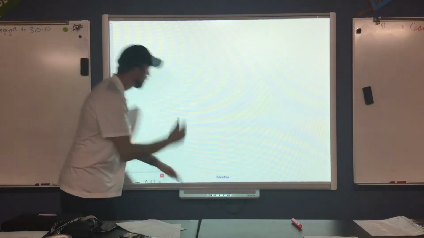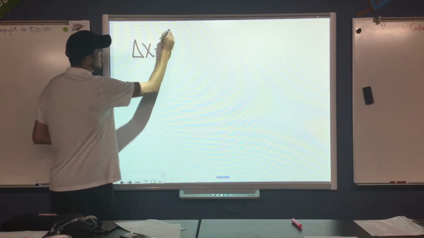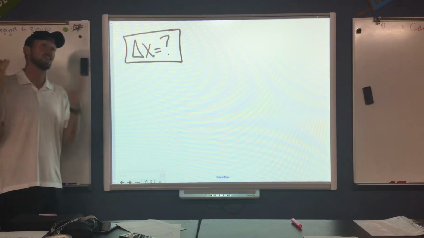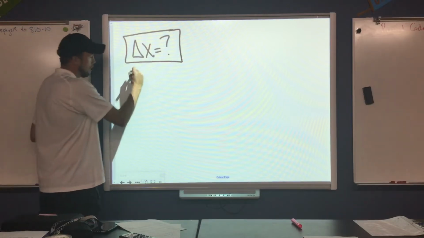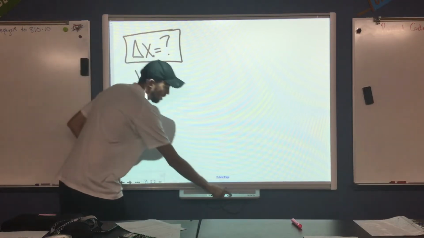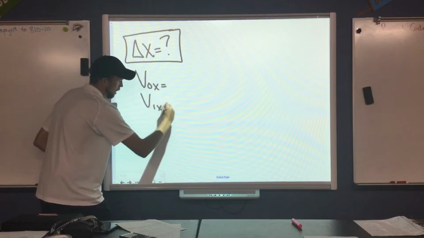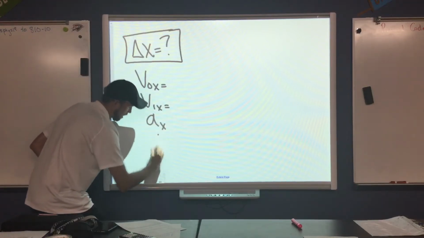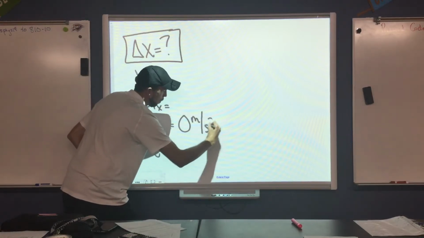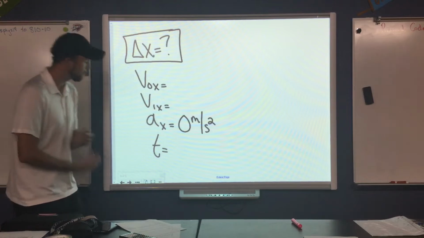So, here we go. Delta x, how far our projectile travels, we don't know. I'm going to go ahead and put a box around that variable so we know this is what we want to try and find. Initial velocity in the x direction, we also don't know yet. Won't put question marks by all of these. Final velocity in the x direction, acceleration in the x, and time. I'll go ahead and fill in acceleration. We will assume it to be 0 because for our scenario, we're going to ignore air resistance.